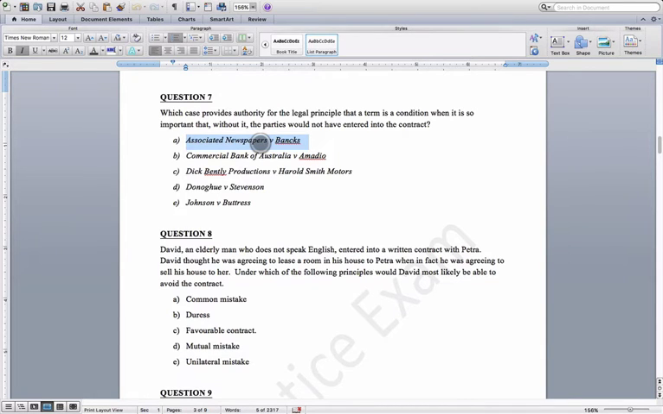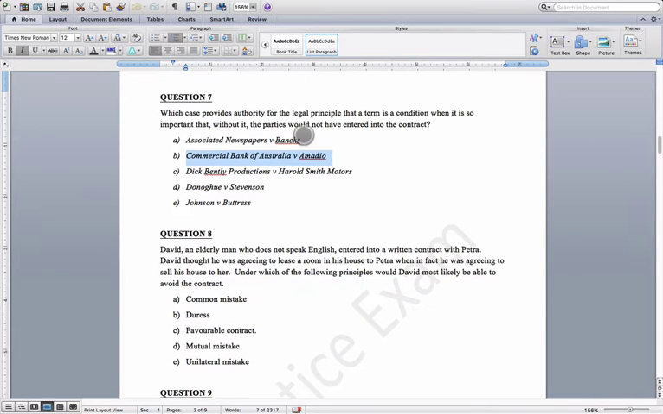Okay, well, there's a couple of ways. You could eliminate cases that you know it's not. So if you know some of these cases are about other things, for instance, Donoghue and Stevenson comes from negligence, so it's out. Or you might know that the Commercial Bank of Australia and Amadio is actually an unconscionability case. You could rule them out, so that's one way to go forward.